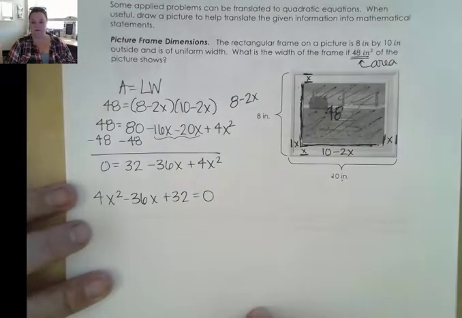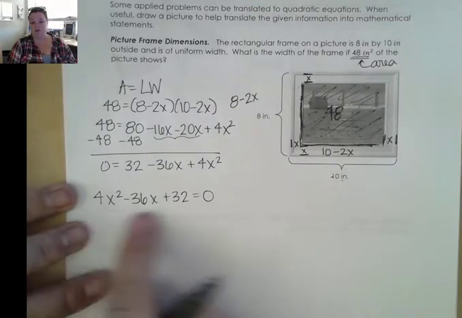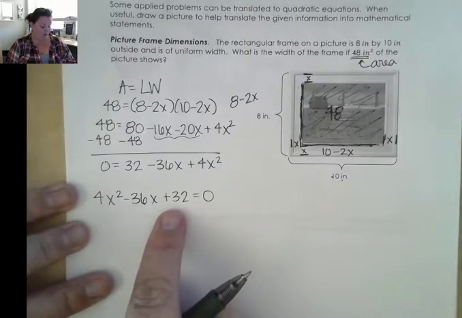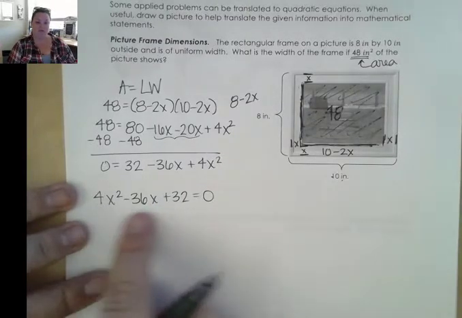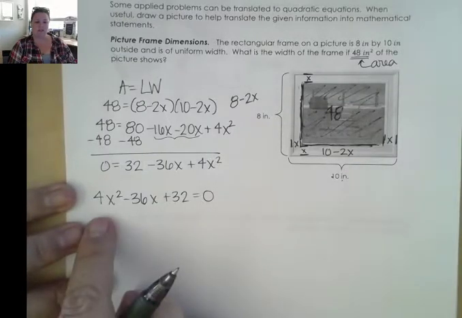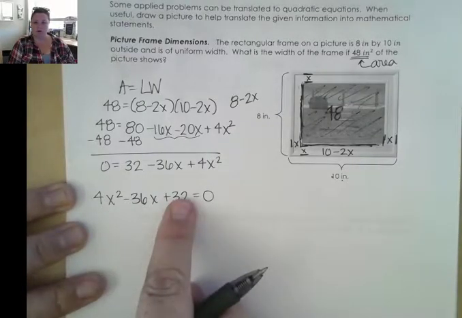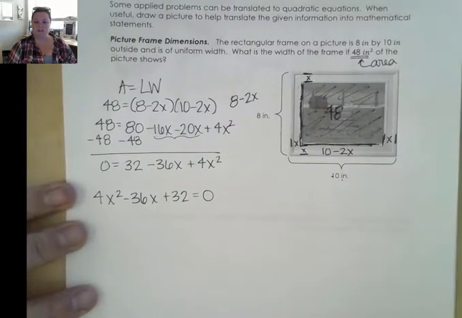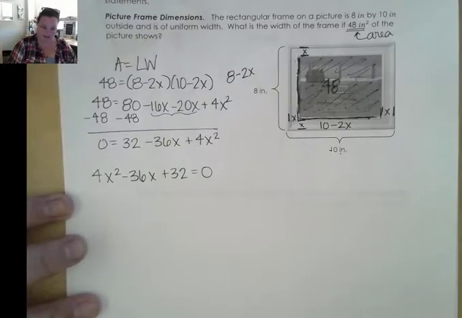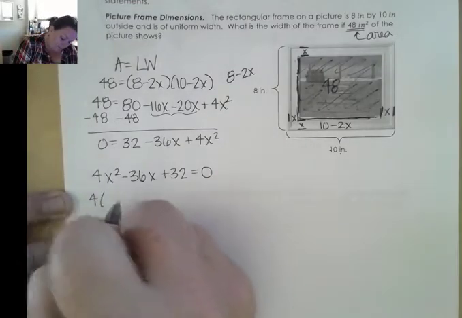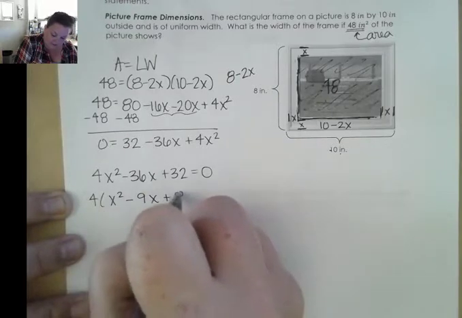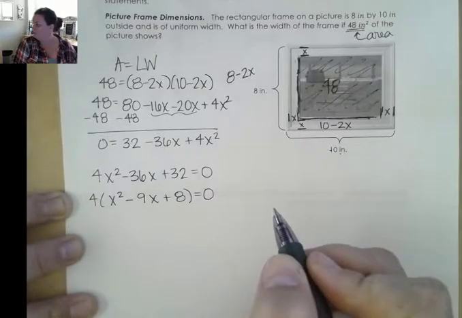Okay. Now, from here, you could try to factor it, right? Or you could do quadratic formula. This one has big numbers, but I notice that they're all divisible by 4. So if you wanted to take a greatest common factor off and do some product, that's totally fine on this one. So let's do that. If we take off a 4, we're left with x squared minus 9x plus 8 is equal to 0.